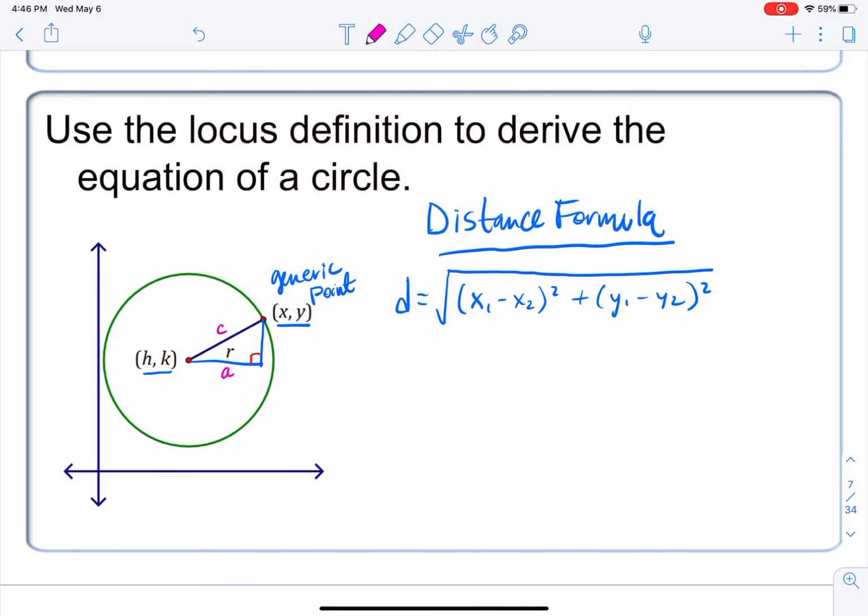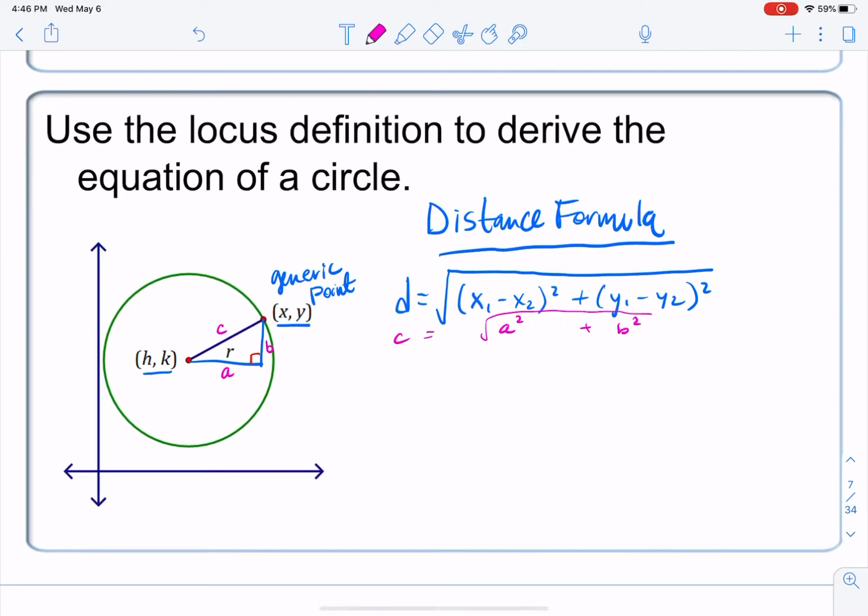Let's say this down here is our A, and this is our B. We have A squared plus B squared here. We take the square root of that, and we're going to get our C. That's what we're going to apply in order to come up with the equation of a circle.